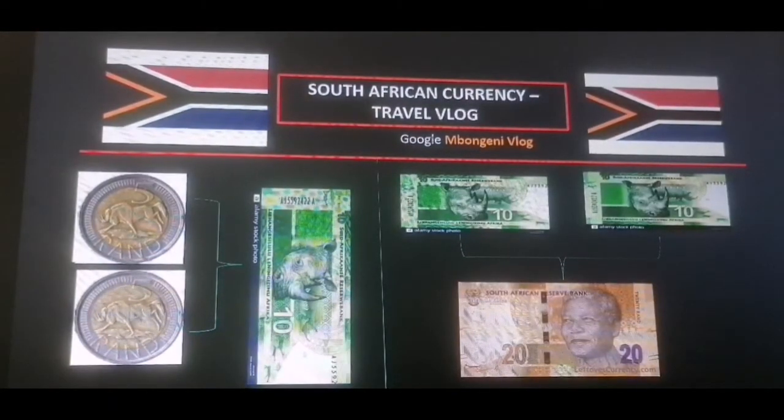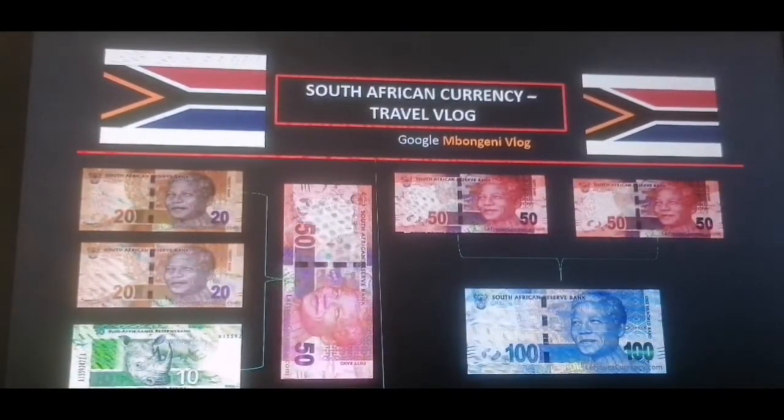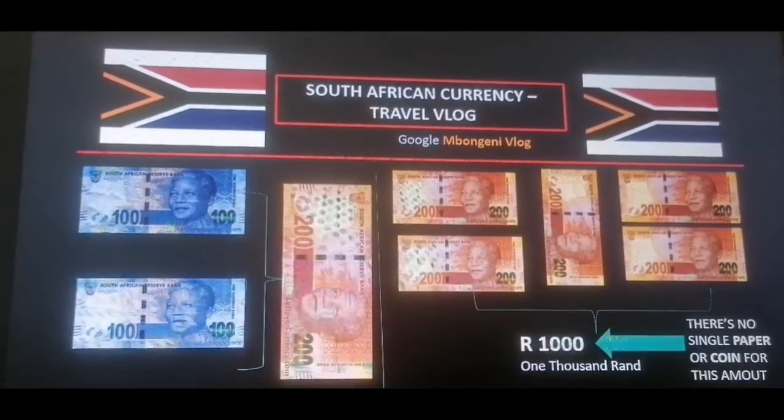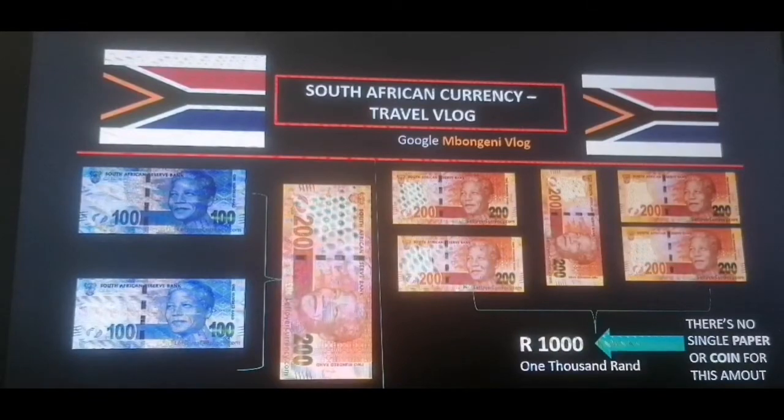Here 5 rand and 5 rand give us 10 rand, 10 rand and 10 rand give us 20 rand. So if you pay with 20 rand, for example, for something that is 10 rand, you know now that you must get 10 rand back. 20 rand and 20 rand and 10 rand give us 50 rand. 50 rand and 50 rand give us 100 rand. 100 rand and 100 rand, 200 rand. 5 of 200 rand give us 1,000 rand. So you can work around that. You know now 200 rand is the highest note that we have.